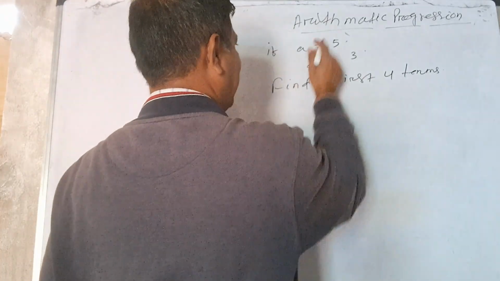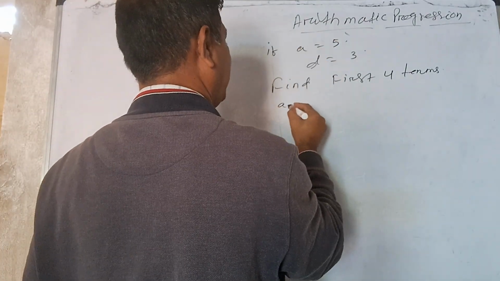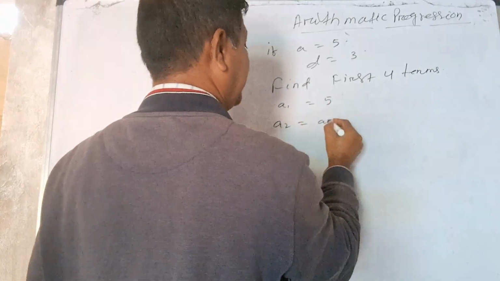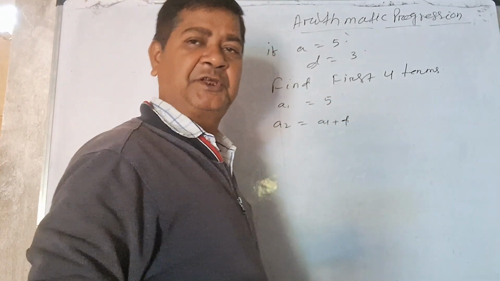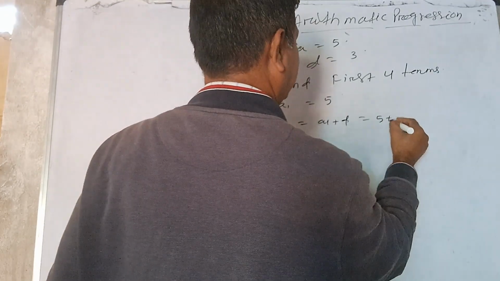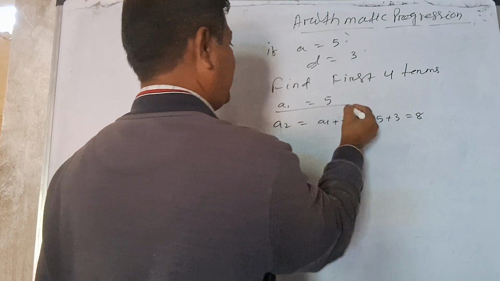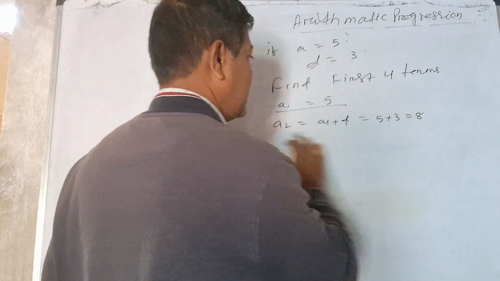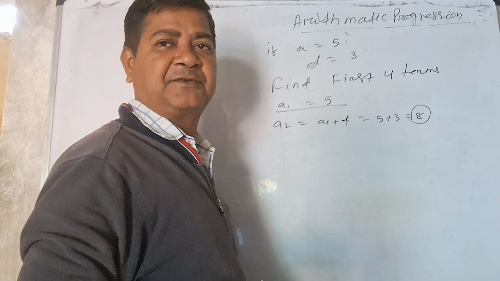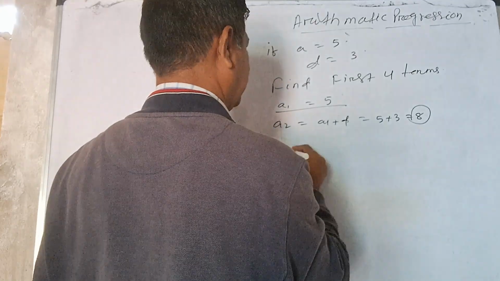First 4 terms means the first term is a. A1 equal to 5. A2 equal to A1 plus d, or a plus d, you may simply say it. A1 plus d, that means 5 plus 3 equal to 8. A1 is 5, A2 equal to 8 because the common difference is 3. Similarly, A3.